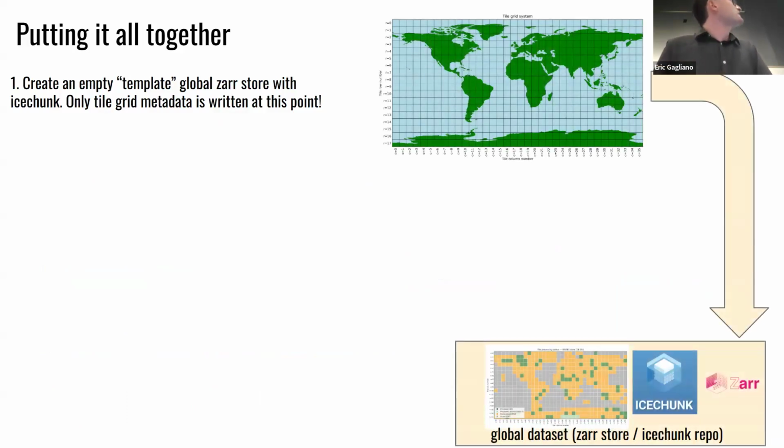So putting all of these together to create one workflow that we can use as a template here and for other folks, we can first create an empty template global Zarr store with Icechunk. And so only the tile grid metadata is going to be written at this point. So we create this processing grid, made up of a bunch of tiles, and then we just write it to basically just an empty store that's going to have the coordinates and such, but there is no data really written to it.